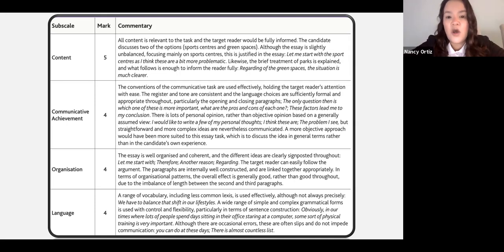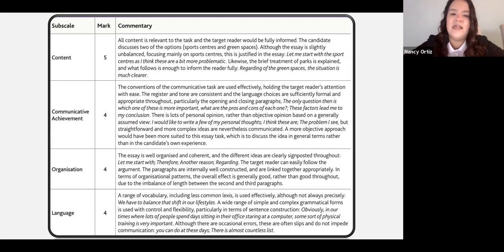The register and tone are consistent and the language choices are sufficiently formal and appropriate throughout, particularly the opening and closing paragraphs. The only question then is, which of these is more important? What are the pros and cons of each one? This is the example sentence. These factors lead me to my conclusion. There is a lot of personal opinion rather than objective opinion based on a generally assumed view. I would like to write a few of my personal thoughts. Straightforward and more complex ideas are nevertheless communicated.